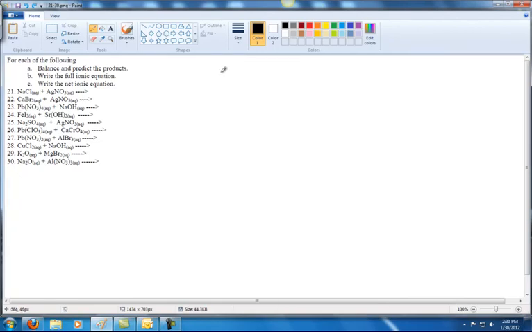Alright, we're looking now at number 29. We've got K2O plus MgBr2. And we can just go ahead and draw these out. K2O is going to look like two Ks and an O. And we've got MgBr2, which looks like Mg and two Brs.